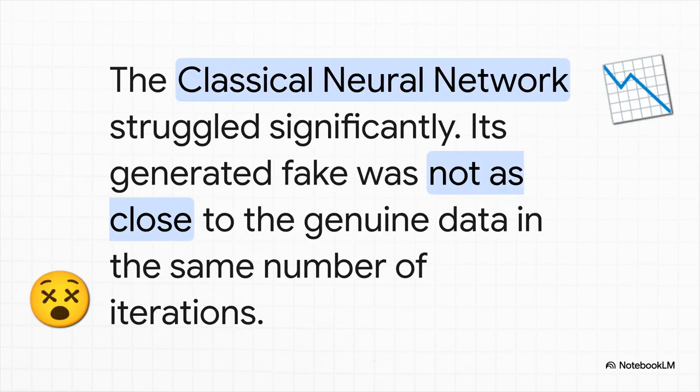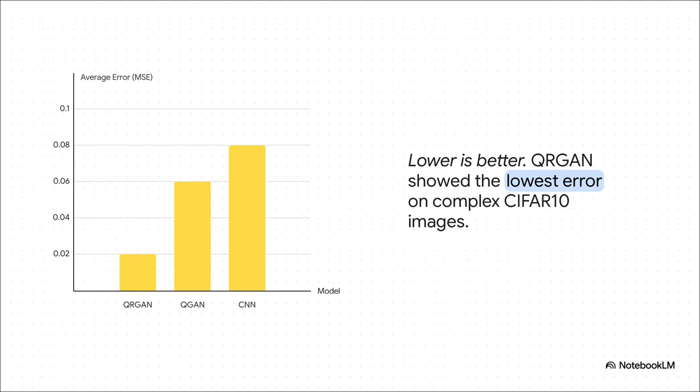And here's the kicker. The purely classical network didn't do so great either. In the same amount of time, it couldn't create a coherent image. So this new hybrid wasn't just better than its quantum peer, it actually outperformed the traditional AI approach in this specific task.